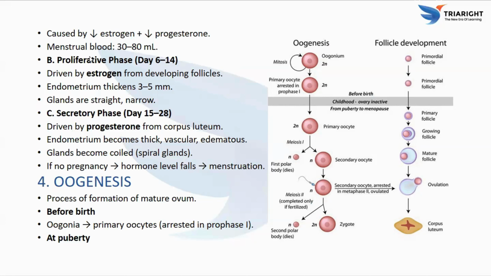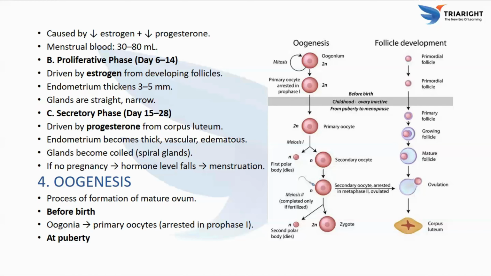Next, glands are straight and narrow. So these are early immature glands in the endometrium. Cervical mucus becomes thin and watery, so that this helps the sperm to travel easily, important near ovulation. And it ends with the ovulation finally on day 14. So due to the LH surge triggered by high estrogen, it ends with the ovulation.